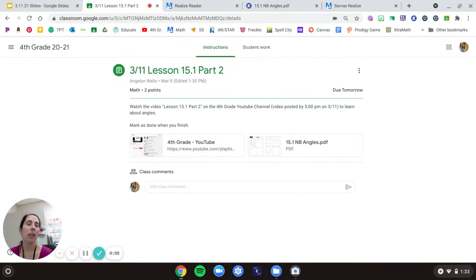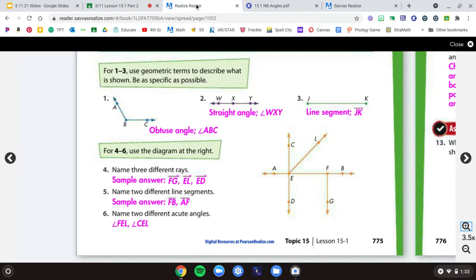Hi, fourth grade friends. We're going to get started correcting our homework, and then we're just going to talk a little bit about angles in our notebook page, and that's about all we really did. We'll continue more with angles next week. So, let's find our homework.